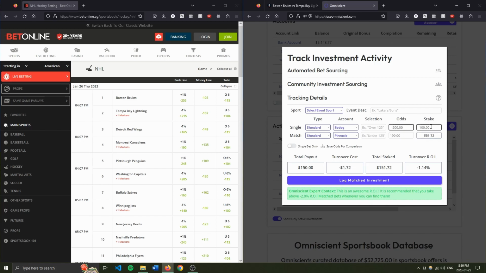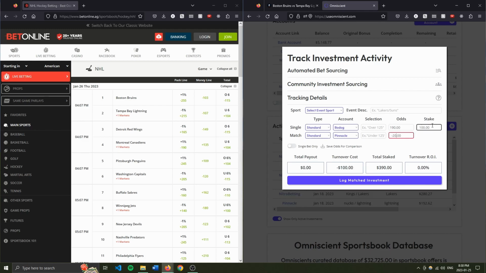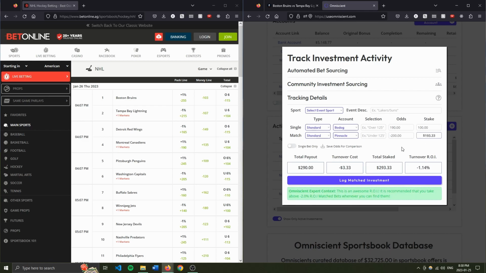Where if these odds are flipped and we have a plus 190 here and a minus 200 on this book, our turnover costs are quite a bit higher. I will say it's still a great bet if you find these odds either way.